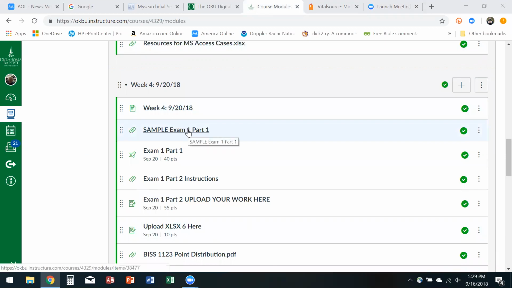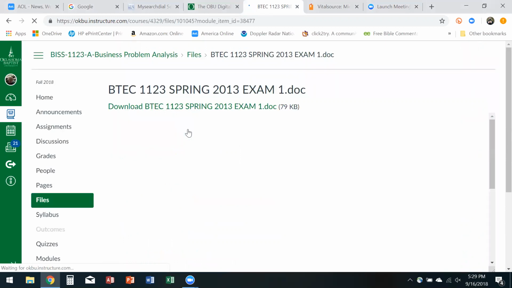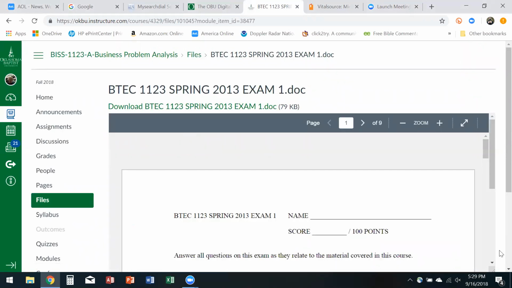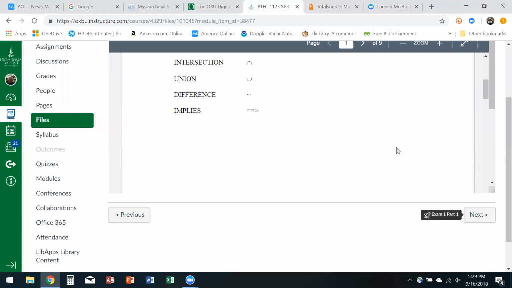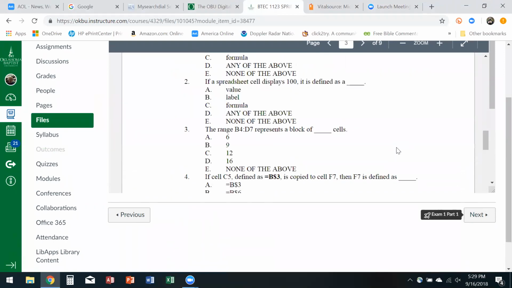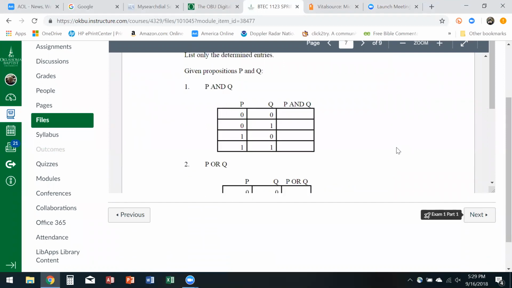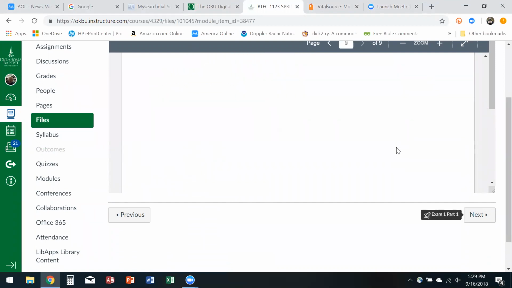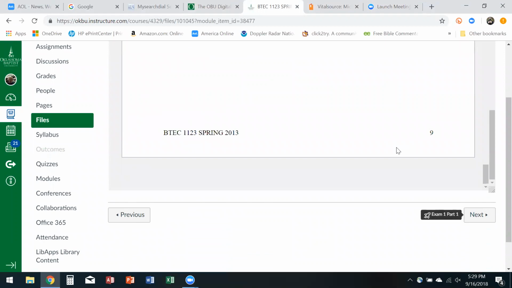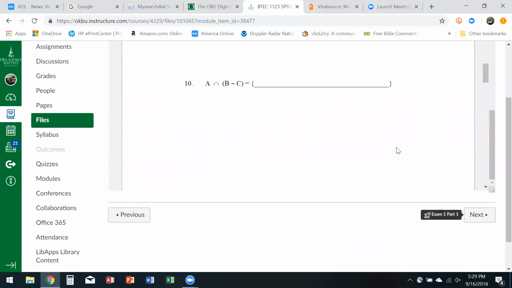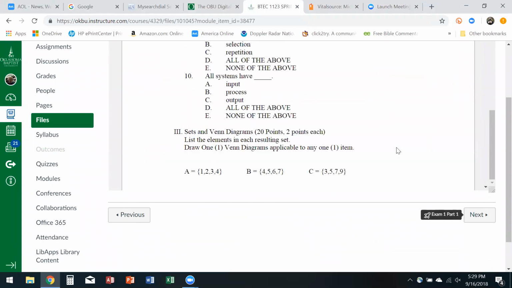I have a sample over here for you of exam 1, part 1, and you'll want to take a look at it for sure. It's there for you to see, and it will show you the kinds of questions that you're going to run into. So this should help you in terms of what you'll be studying and looking at. So make sure that you take a look at it.